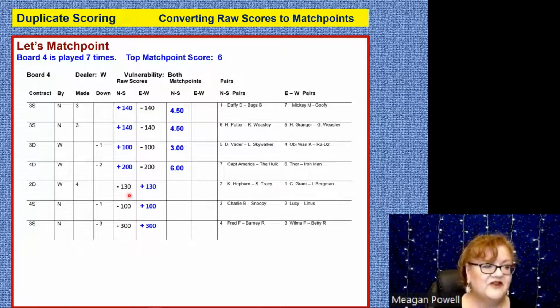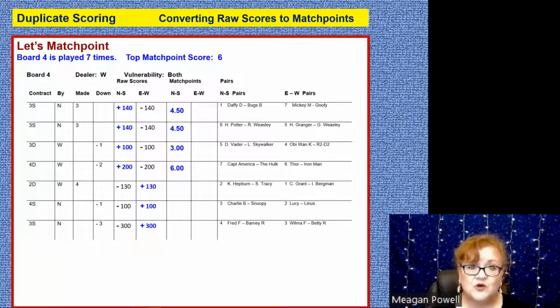Now, this is the beginning of the negative scores in the north-south column. This is the first time we encounter one. You're still going to get a match point score, even though you got a negative score. The idea is, who else did you beat? Now, I want you to remember the number line again. Zero in the middle, positive numbers on the right, negative numbers on the left.